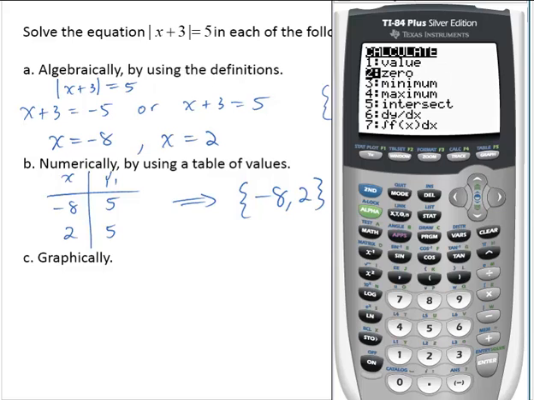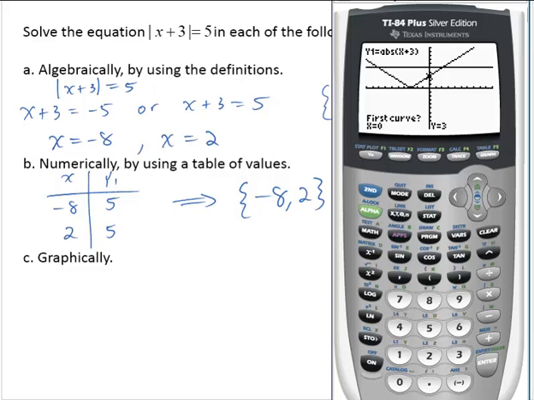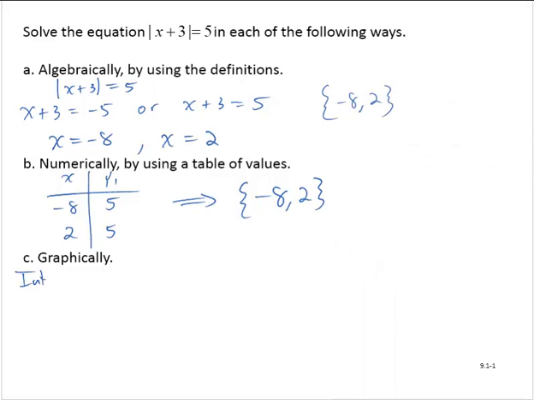calculate the intersection to the left. I'll scroll to the left a ways, and I'll get near that point of intersection, and hitting enter slowly 3 times. I see an intersection at negative 8, 5.